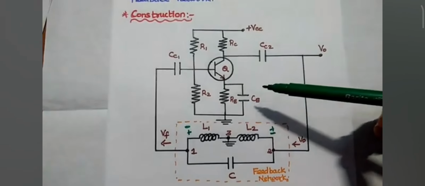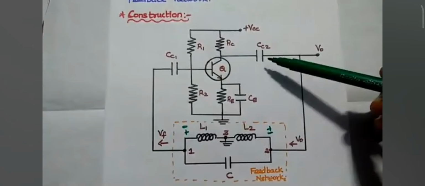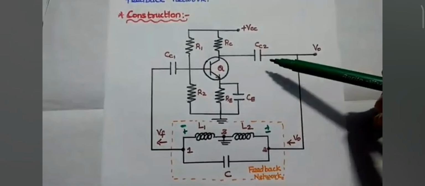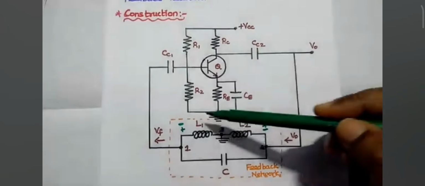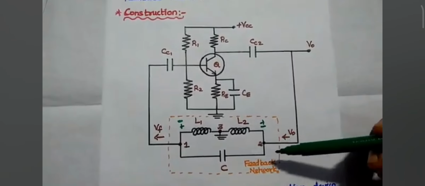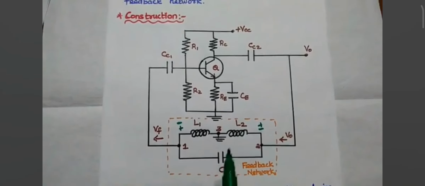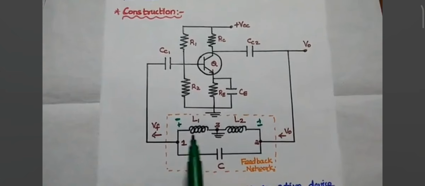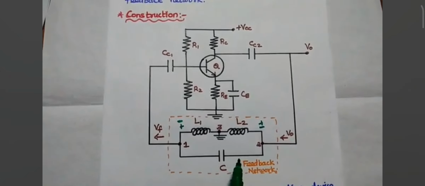R1, R2 and RE, these resistors are used to provide the proper DC bias to this transistor. There are coupling capacitors CC1 and CC2 at the input side and output side. So this is that amplifier circuit using transistor. The next one is feedback network. It consists of two inductors L1 and L2 and one capacitor. This feedback network determines the frequency of oscillation.